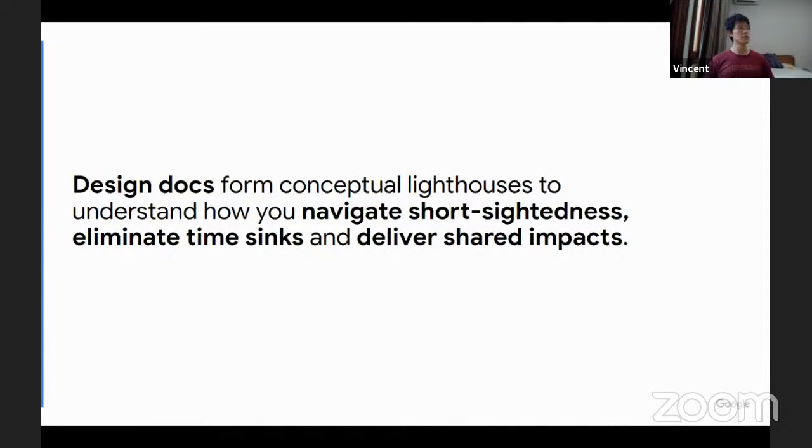Okay, so this is a one-liner to show what design docs are and why we need to have them. Design docs form conceptual lighthouses to understand how you navigate short-sightedness, eliminate time sinks, and deliver shared impacts.